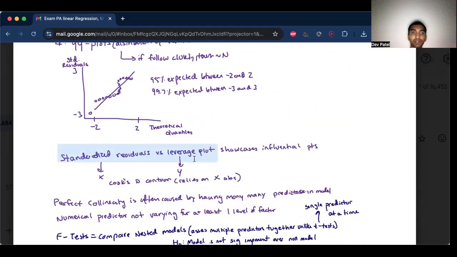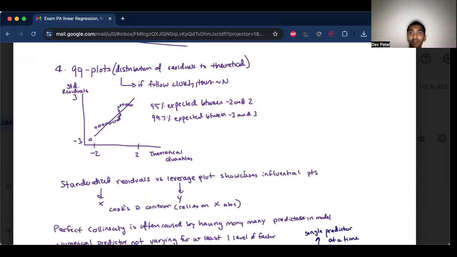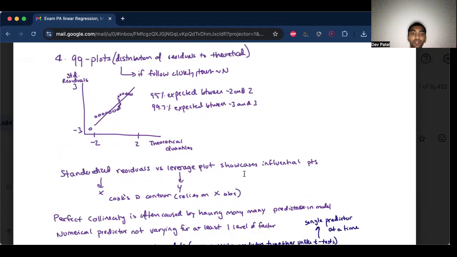And then the standardized residuals versus leverage plot showcases influential points. So these are different from outliers. These influential points only have to do with X values, which X value has the highest influence on our model. So Cook's distance, we won't get too much into what influential point versus outlier actually mean, but this plot, standardized residuals versus leverage plot, can show these influential points.